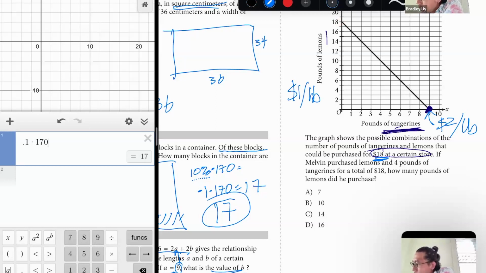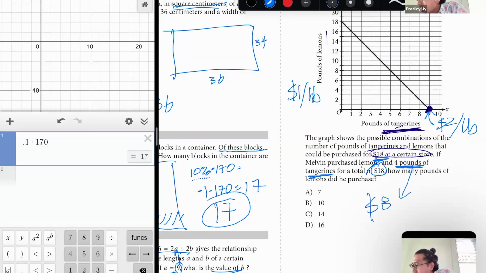Now, in this question, if you purchase lemons and 4 pounds of tangerines for $18, how many pounds of lemons did one purchase? Like I said, when students read this, they want to know how much they spent on the tangerines, because they bought 4 pounds of tangerines. In other words, they need to know how many dollars per pound. Luckily, we already found that. It's $2 per pound for tangerines, so for 4 pounds of tangerines, that would require $8.